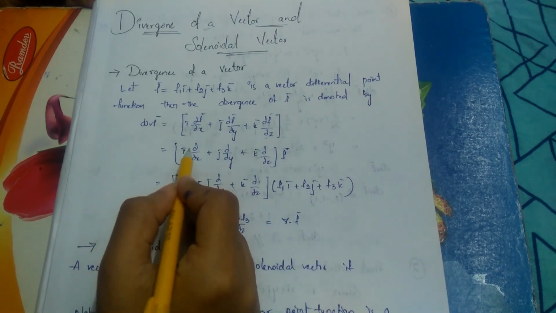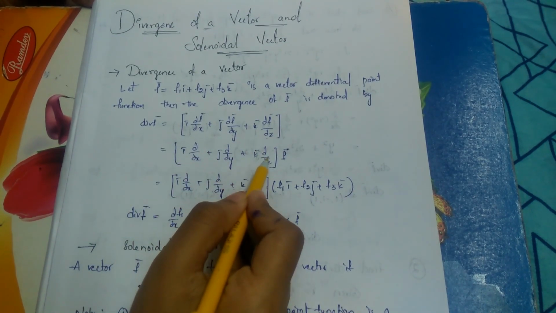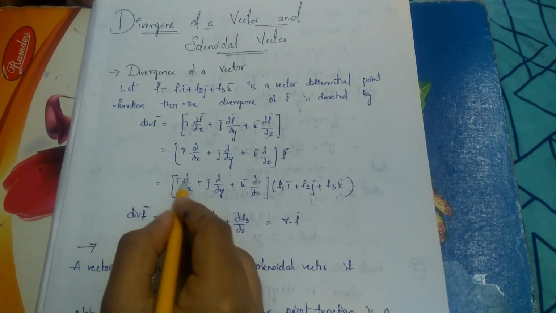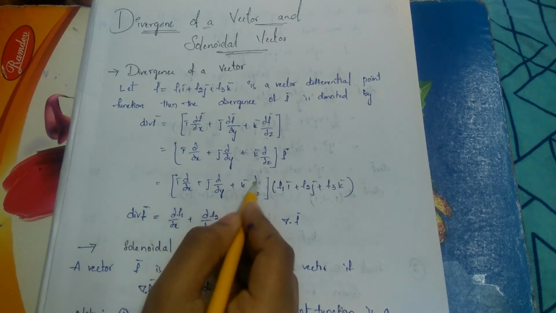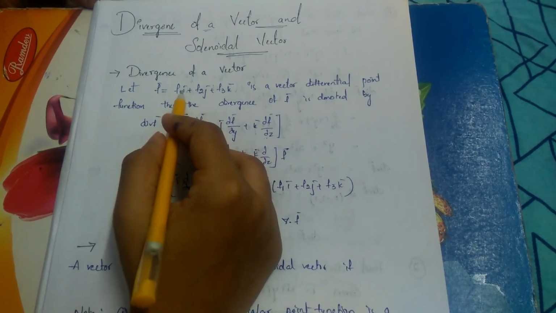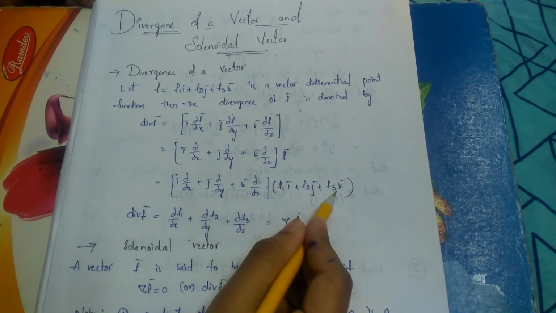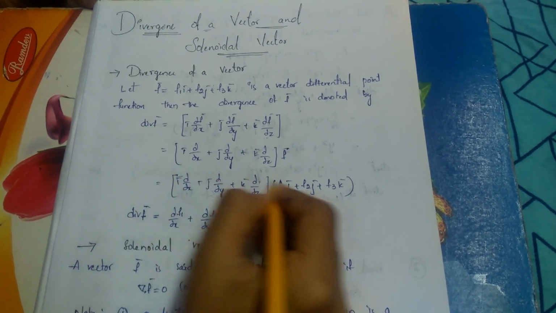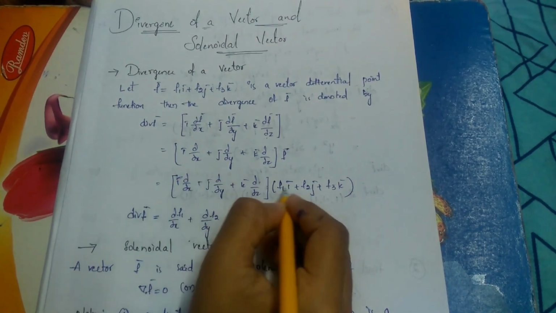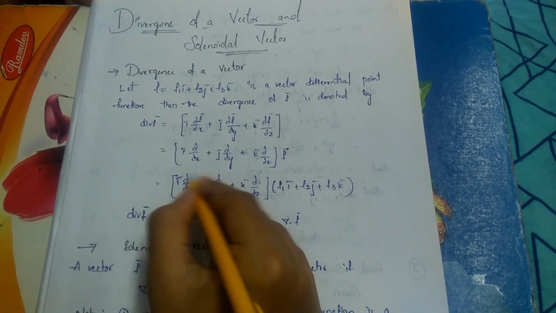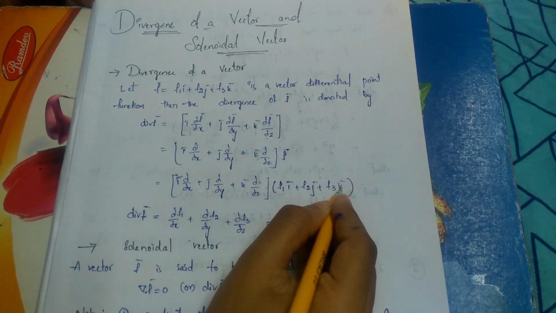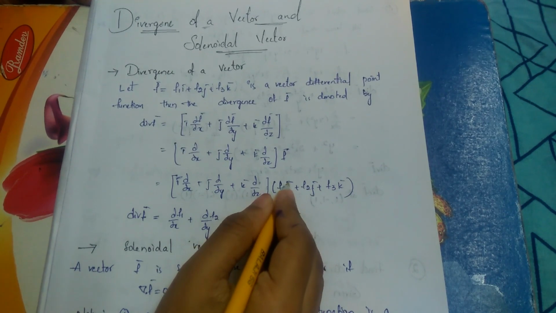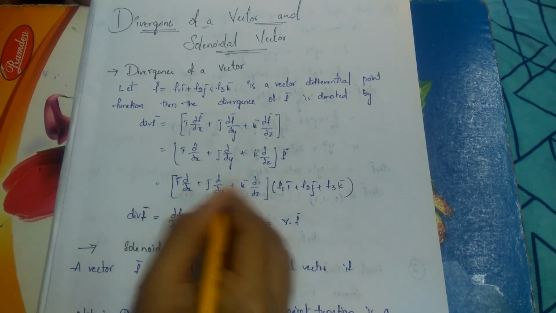Now this can be written as i bar dou by dou x plus j bar dou by dou y plus k bar dou by dou z into the vector f bar. So that equals i bar dou by dou x plus j bar dou by dou y plus k bar dou by dou z into f bar vector, which is f1 i bar plus f2 j bar plus f3 k bar. So div f bar is equals to, now we know the dot product of i bar and i bar is 1, and the dot product of i bar with j bar and k bar becomes 0. So here the i bar coefficient is dou by dou x, and here the i bar coefficient is f1. So they get multiplied.